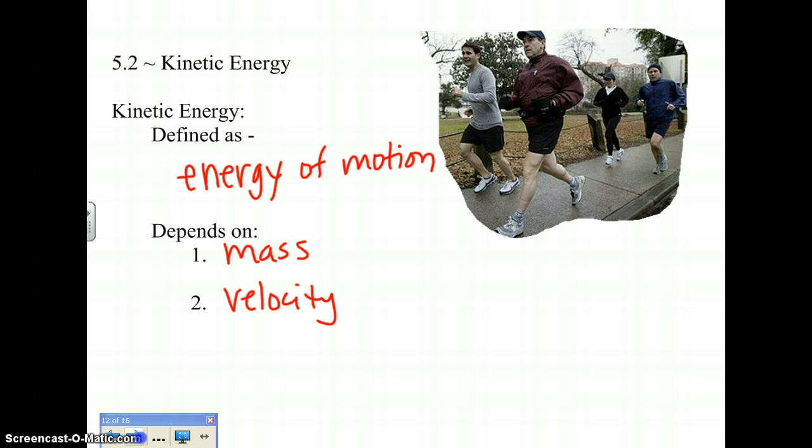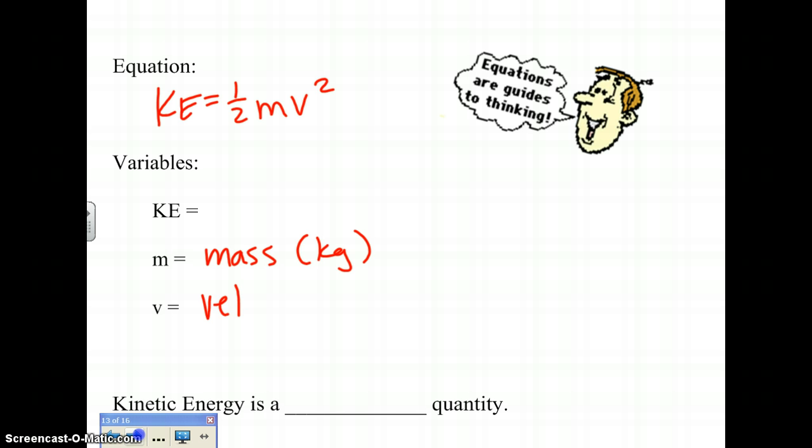So then moving right along, we have kinetic energy, which is defined as the energy of motion. And it's going to depend on the mass of the object and the velocity of the object. Okay, these are going to be two variables that you're going to have to keep straight, mass and velocity. So the equation that we are going to use here is KE equals 1/2 mv squared, whereas m is your mass, measured in kilograms, and v is your velocity, measured in meters per second.